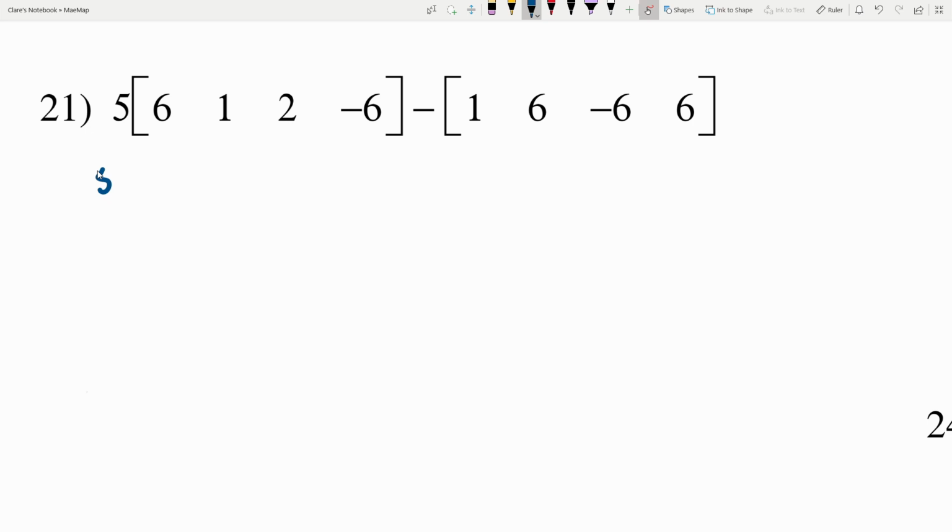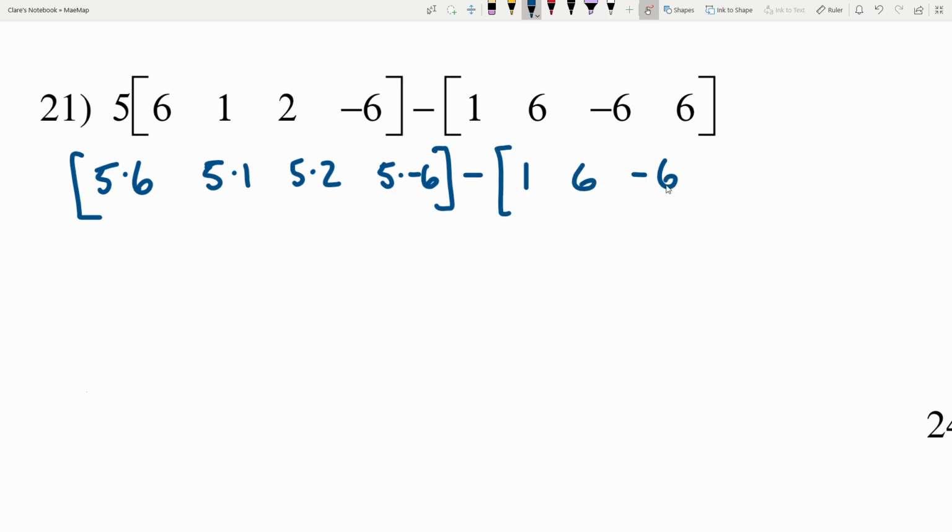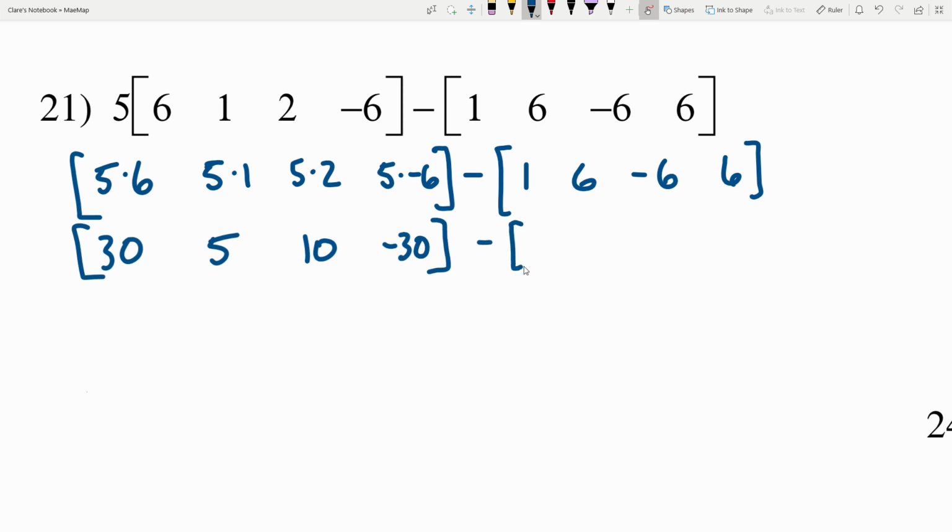So I'll have 5 times 6, 5 times 1, 5 times 2, and 5 times negative 6. That matrix I will compute and then I'll subtract 1, 6, negative 6, 6 from it. So 5 times 6 is 30, 5 times 1 is 5, 5 times 2 is 10, 5 times negative 6 is negative 30. So this is a 1 by 4 and I'll subtract 1, 6, negative 6, 6, which is also a 1 by 4.